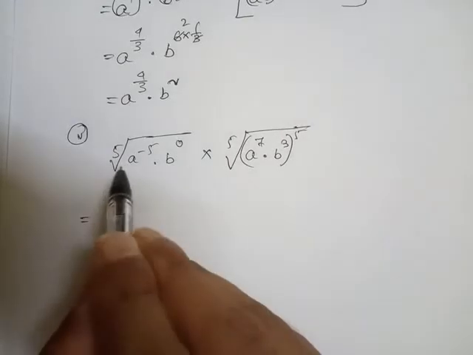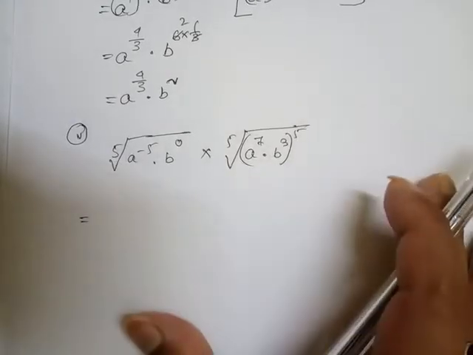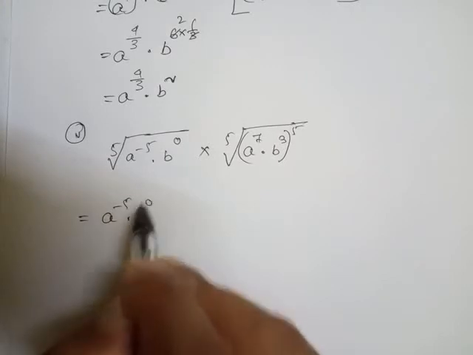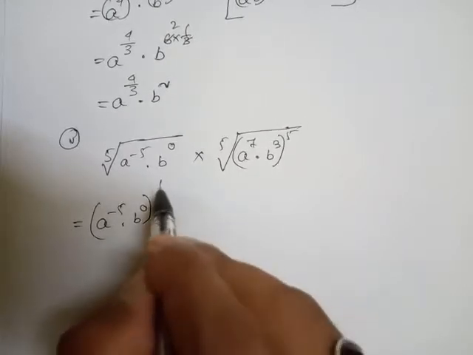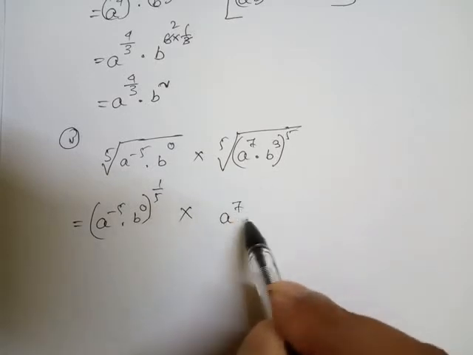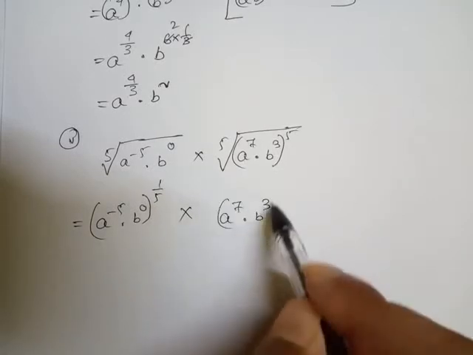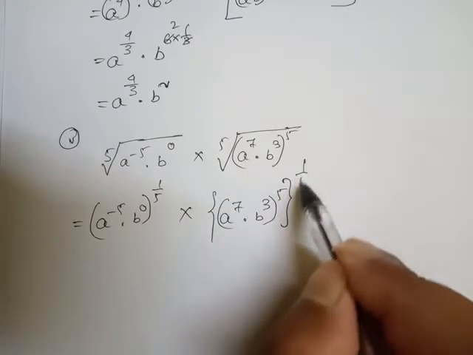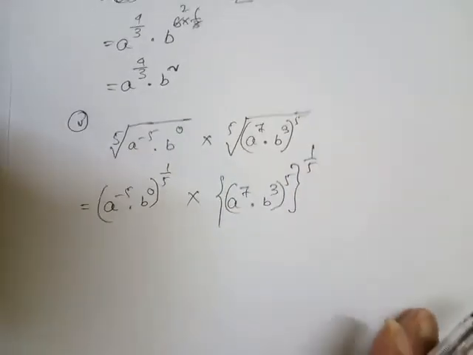Here initially we are trying to break up the root first, so a to the power minus 5 into b to the power 0, whole to the power 1 by 5. Now similarly here also a to the power 7 b cube, whole to the power 1 by 5, and the whole to the power 5. This is the breaking up of the root first.